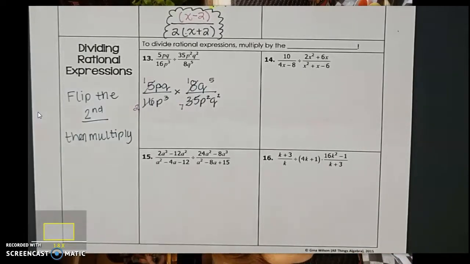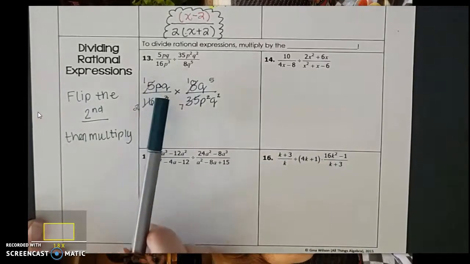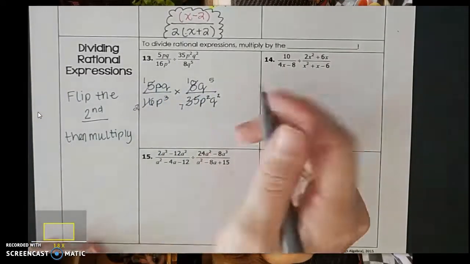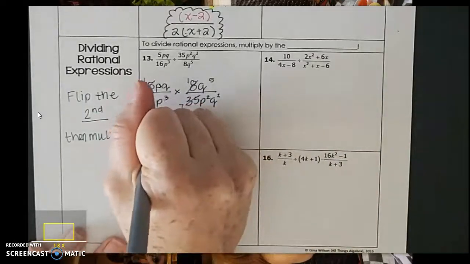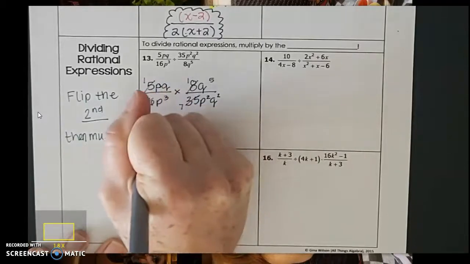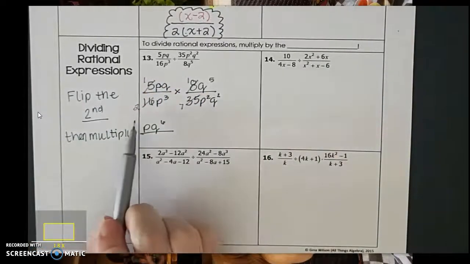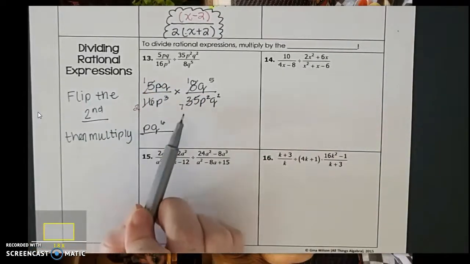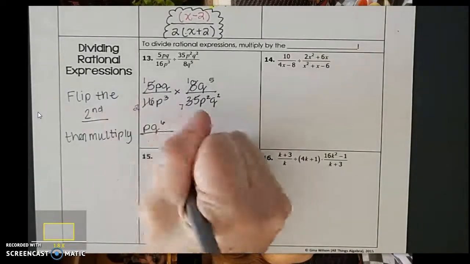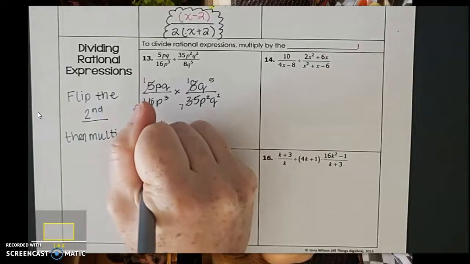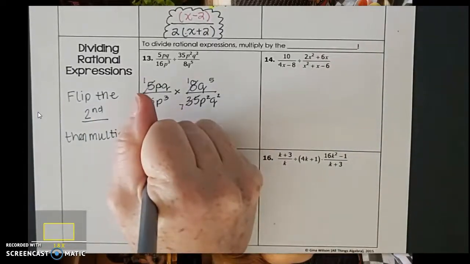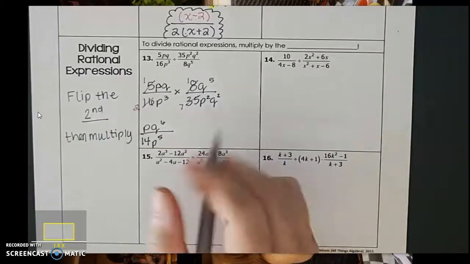So then I'm going to do 1pq times 1q to the 5th. So that's going to be 1pq to the 6th all over 2p cubed times 7p squared q squared. So that is 2 times 7 is 14. P cubed times p squared is p to the 5th, and I'm left with q squared.